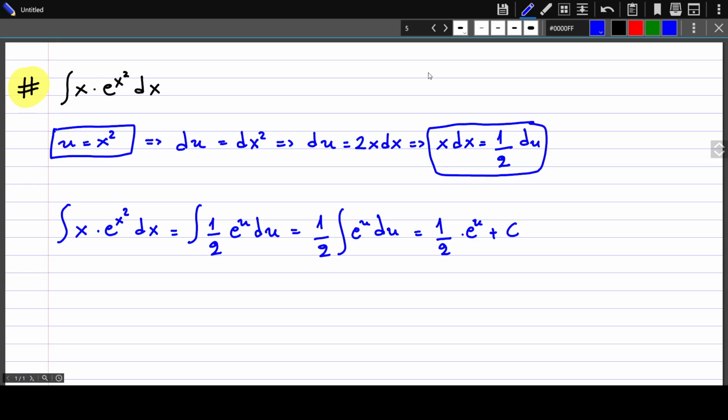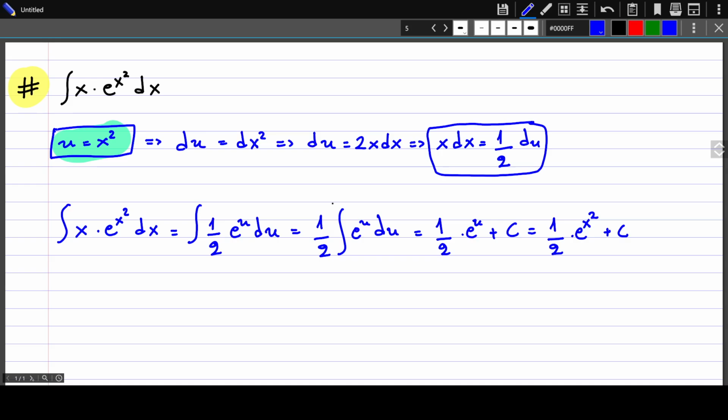Are we done? No, because the original integral had x. We need to convert this back to x. This is very easy. 1/2 times e to the, what is u? u is this thing over here, x squared, plus c, and this is the solution of the integral.